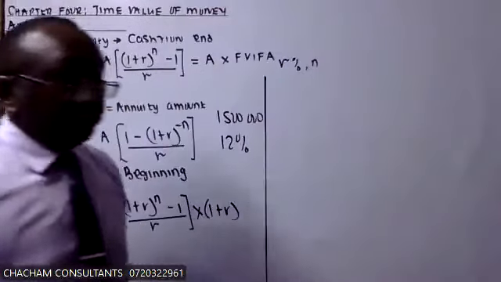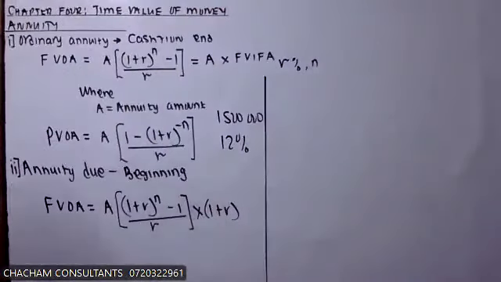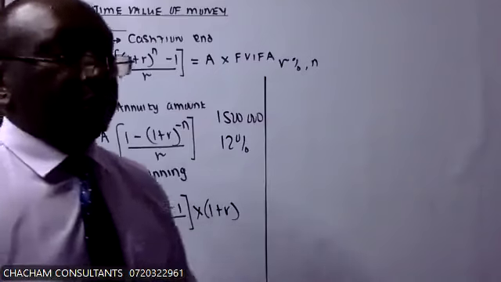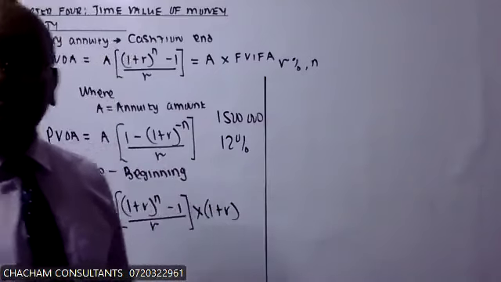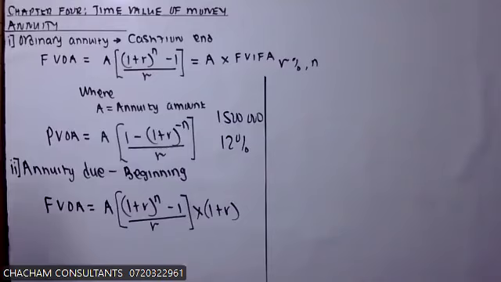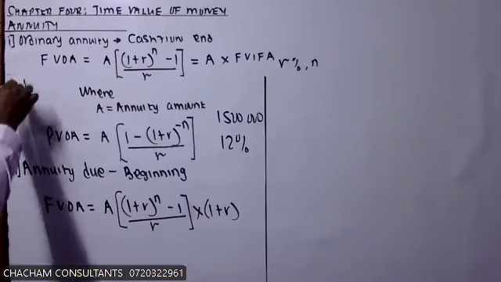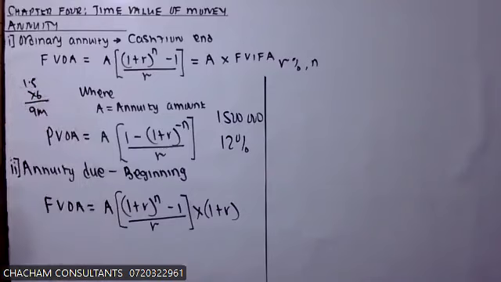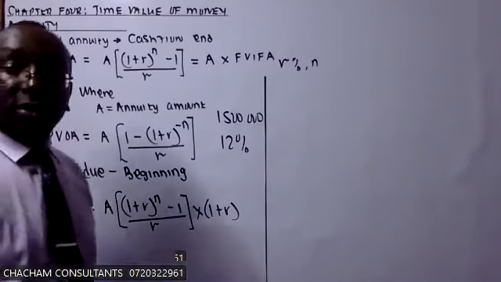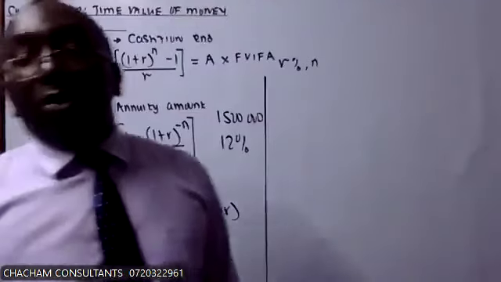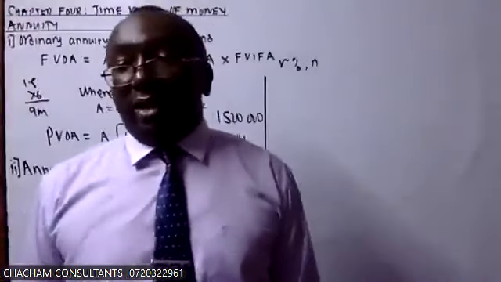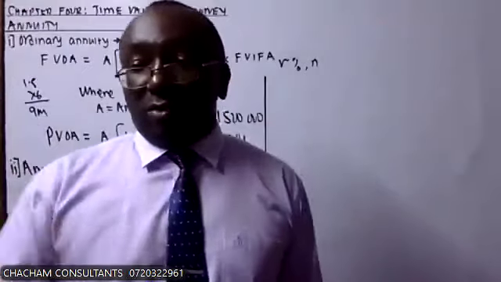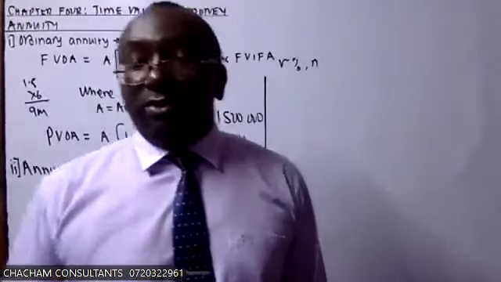So huyo mtu ameamua every year atakuwa anaweka 1.5 million for 6 years. So kama hakungekuwa na hii lugha ya compounding, you would already have said 1.5 times 6. That's around 9 million. Hiyo ndio atakuwa ameweka. But because a sharing today is not the same as a sharing tomorrow, we have then to do compounding.